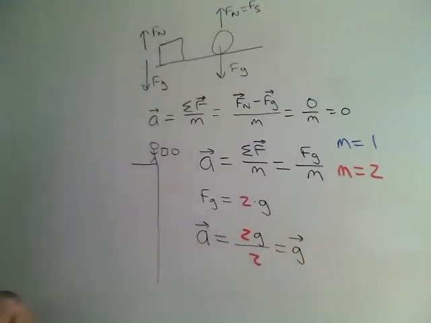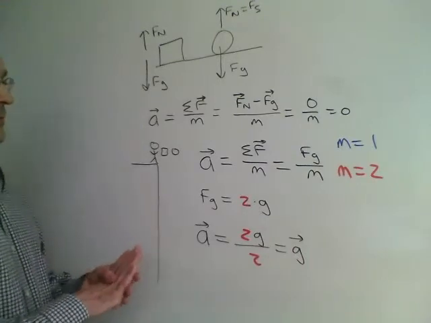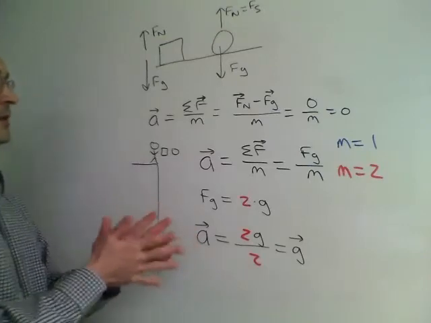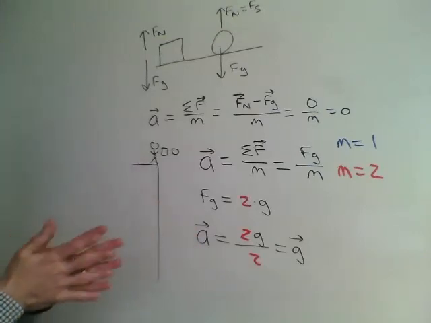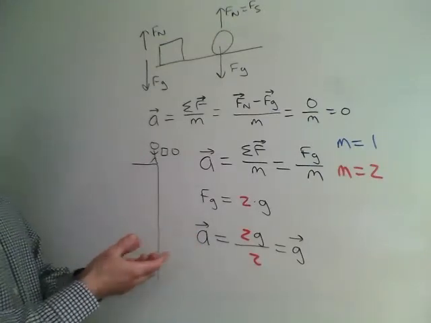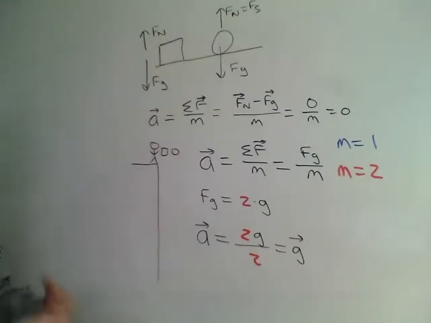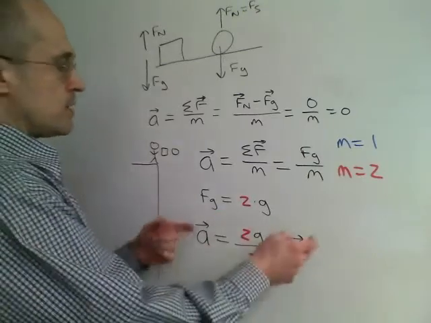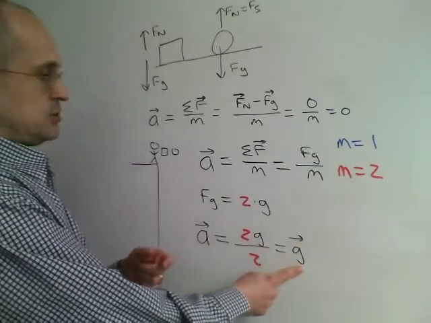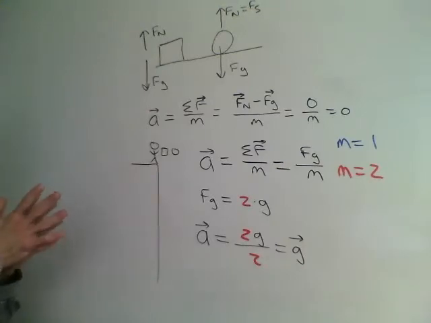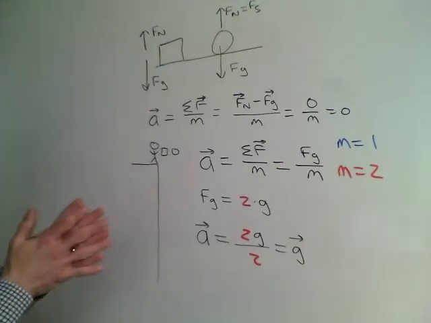Now, we'll also take another look, not in this video but in a different video, at some ideas of air friction and how air friction changes this. But in general, the idea of free fall is the condition when your acceleration is g. So when your acceleration is 10 meters per second squared, you're in free fall.